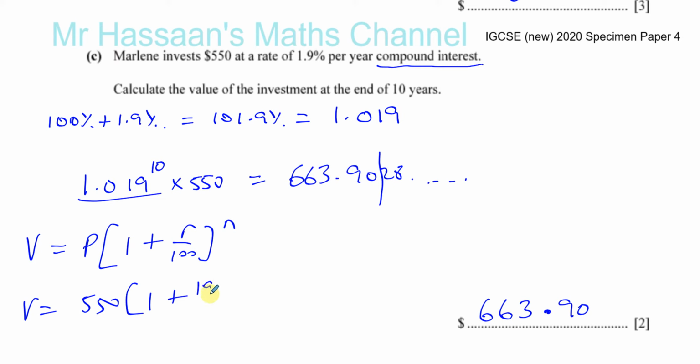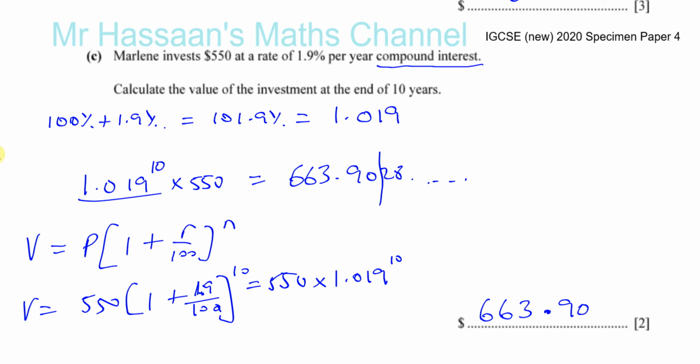We just write the R without the percent because you have the 100 there for the percent, to the power of 10. Okay, so 1 plus 1.9 over 100 is basically going to be 1.019. So it will be 550 times 1.019 to the power of 10, which is exactly what we had here. So you'll end up with the same thing. I just did that without memorizing a formula. Of course it's going to give you the same answer.